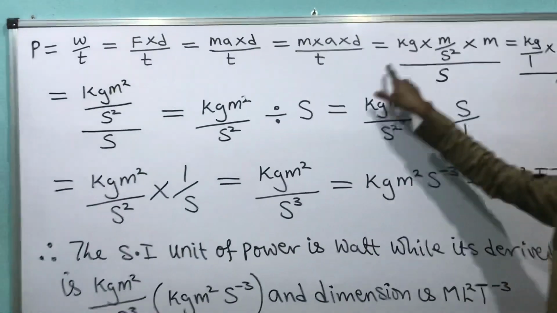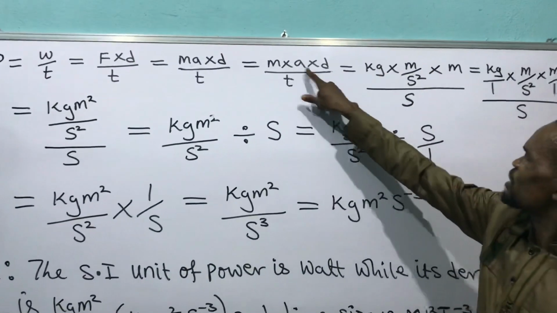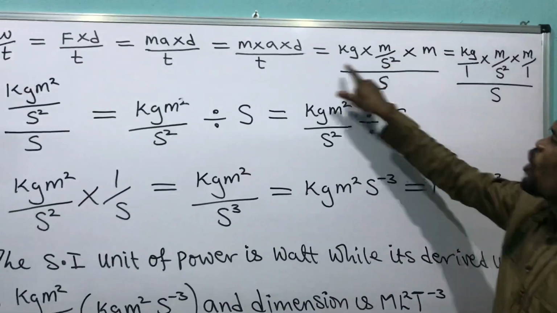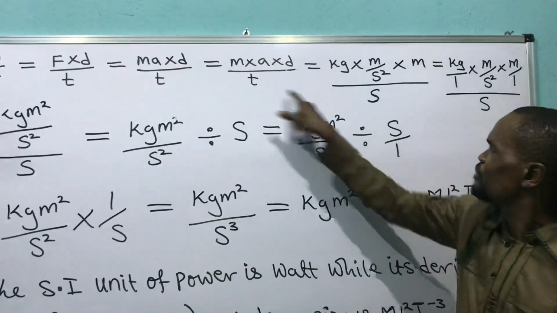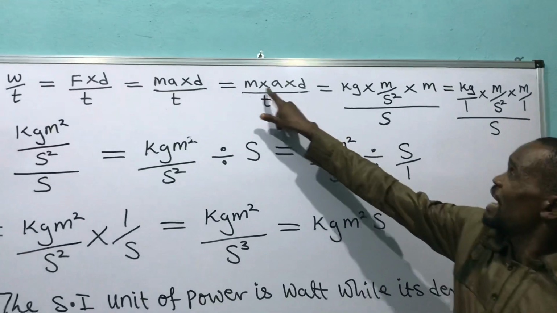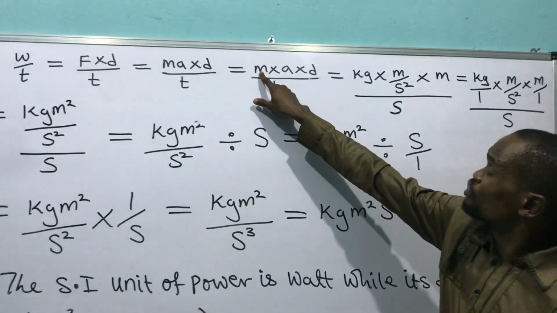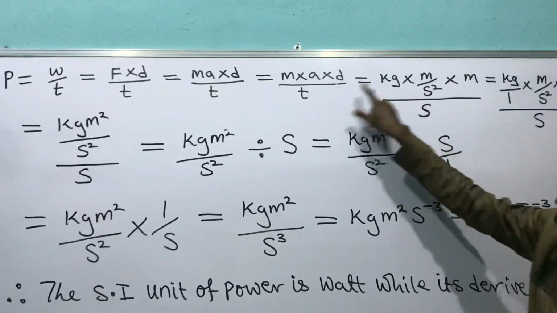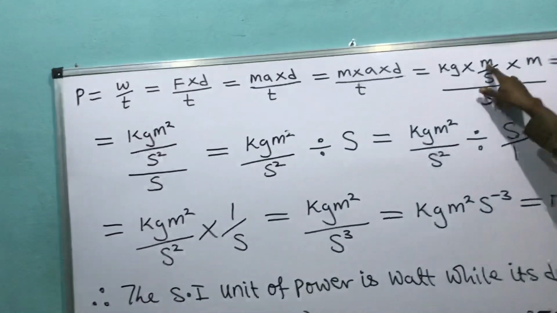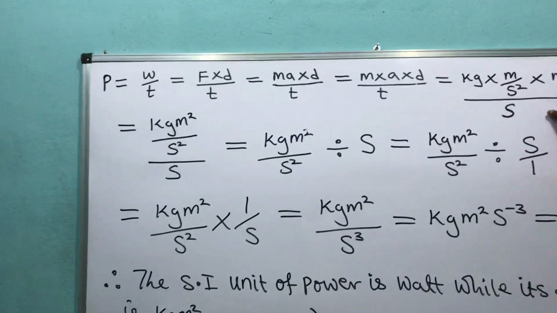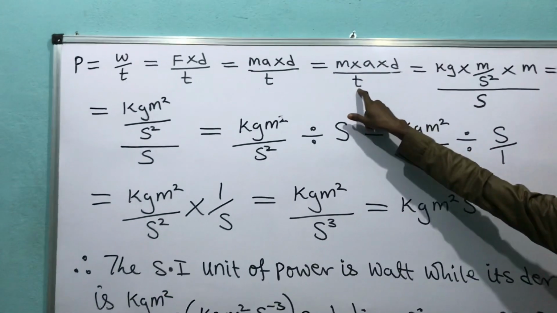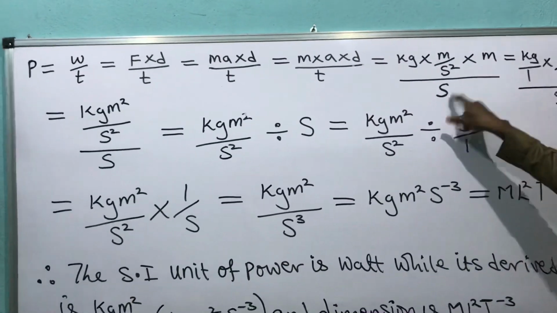What's the unit of mass? Kilogram. What's the unit of acceleration? Meter per second square. What's the unit of distance? Meter. And the unit of time? Seconds. Have you seen it? I have started from the top one. Mass is kilogram, acceleration is meter per second square, distance is meter, divided by time, which is seconds.